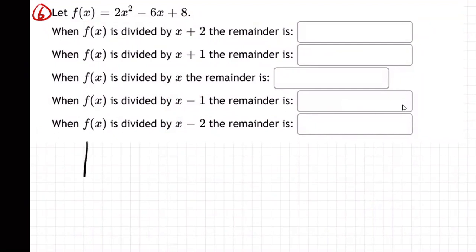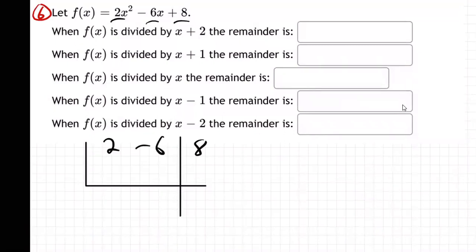So for the first one, I'm going to write down the function. The function is 2, negative 6, 8. This is going to be the remainder spot right out here.